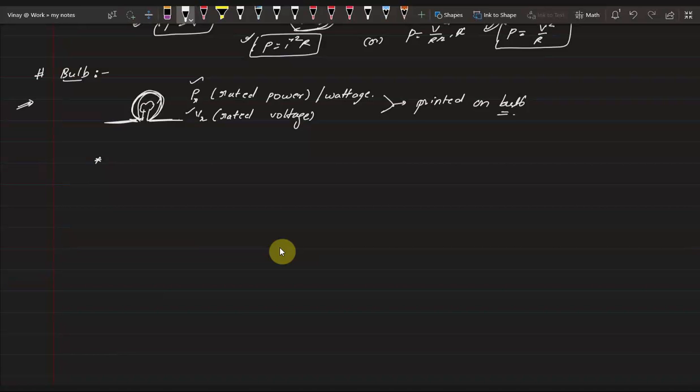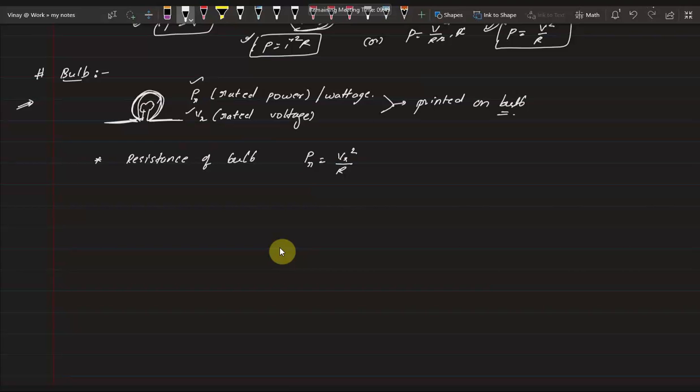I will tell you. First, to calculate the resistance of the bulb, I'll take it like this. We know that rated power is equal to rated voltage square divided by R. Shall I take it like this in this formula? Just now we calculated the rated power.